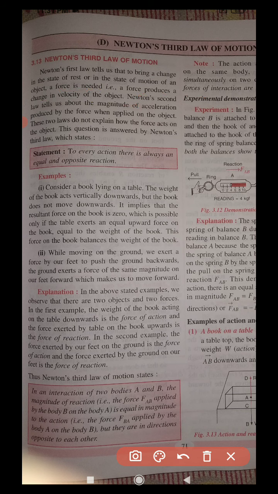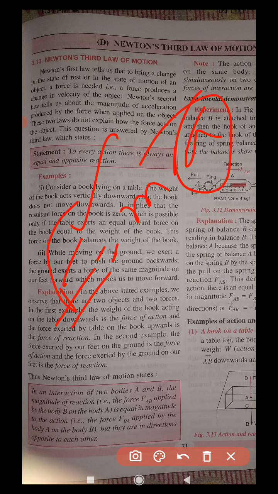And the second law is saying that it tells us about the magnitude of acceleration produced by the force. F is equal to ma, mass into acceleration. So the amount of acceleration produced when a force is applied is explained by the second law. And the change in momentum can also be understood by the second law.